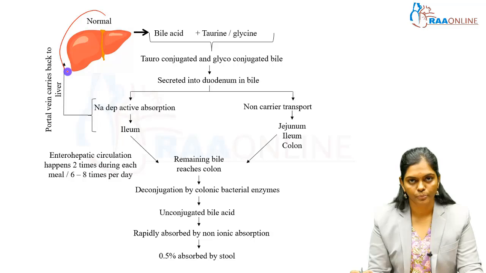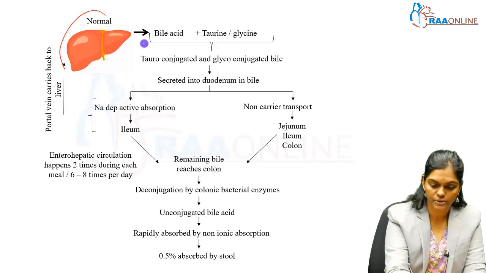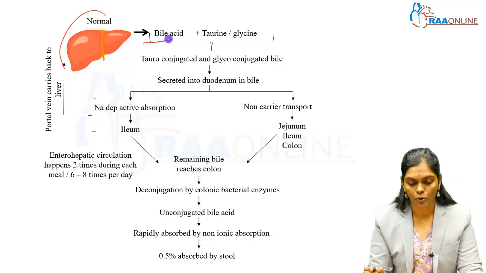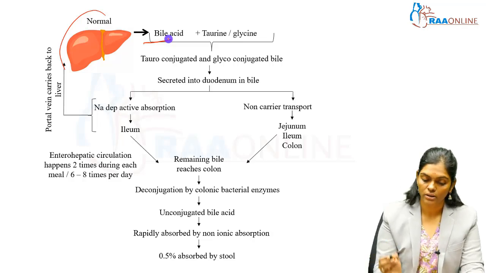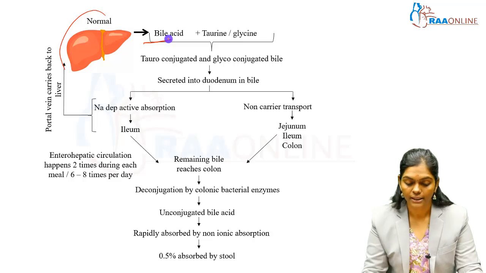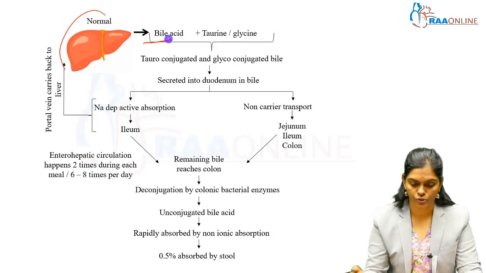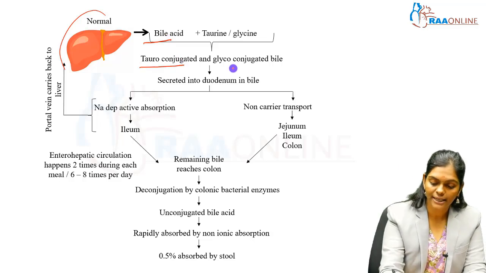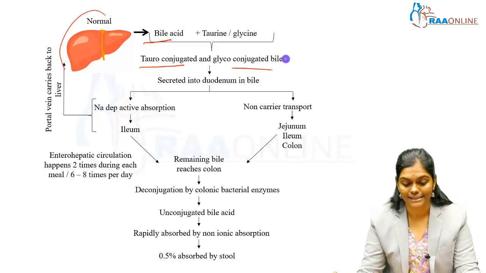The normal liver is going to produce the bile acids. Bile acids are going to combine with taurine or glycine, this is for conjugation. The tauro-conjugated and glyco-conjugated bile is being produced. This bile acid is being secreted into the duodenum, into the bile.